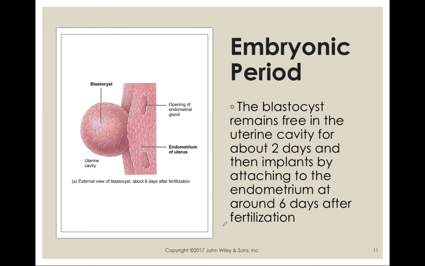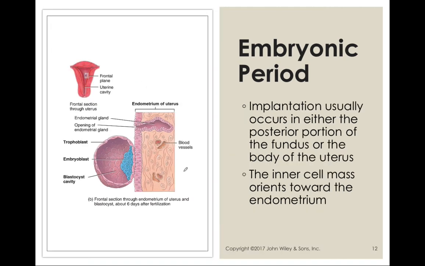Just bear in mind, we are using fertilization to start off our timeline. So it is 6 days after fertilization that the blastocyst is going to implant into the uterine wall. Now, generally, we will find the blastocyst implanting into the body of the uterus or perhaps into the fundus of the uterus. But regardless of that location, what's always going to be the same is that the embryoblast will orient itself towards the lining of the endometrium. The embryoblast has to be oriented towards the endometrium right around day 6.